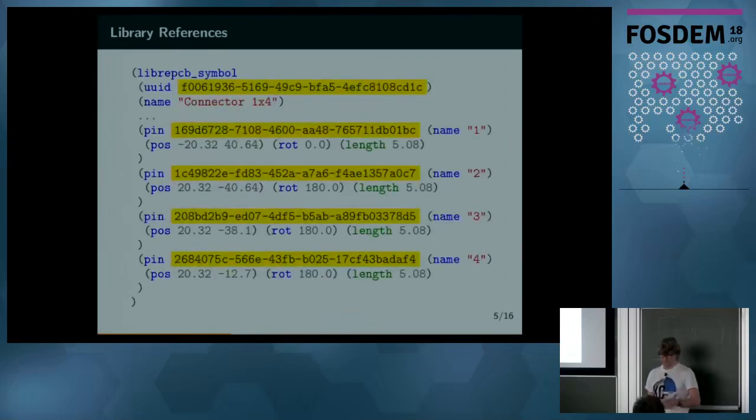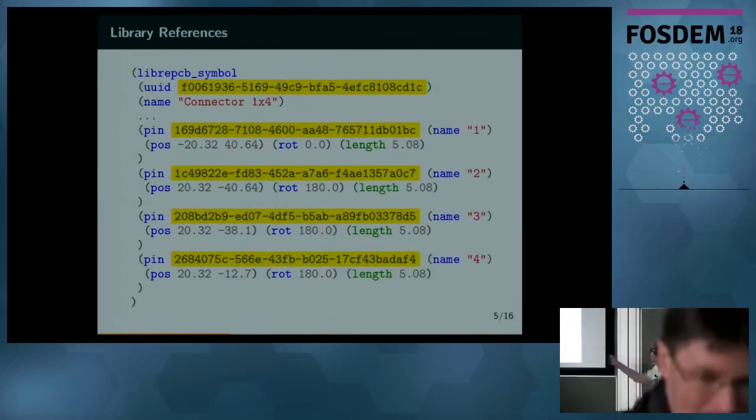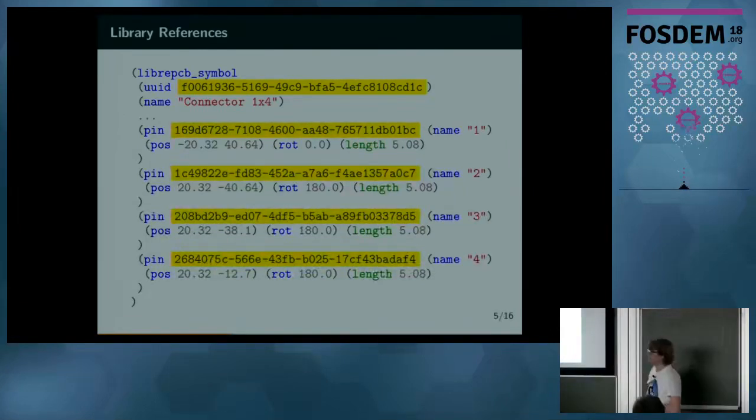For example, if you take a look at the file format of LibrePCB, which is based on S-expressions, you can see that there are many UUIDs there. For example, a symbol looks like that. At the top is the UUID of the symbol itself, and the name is just a property which you can change anytime, and the same for every pin.